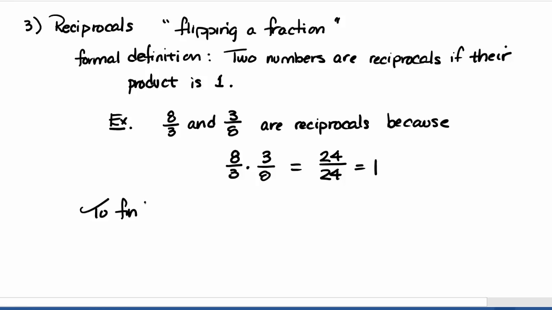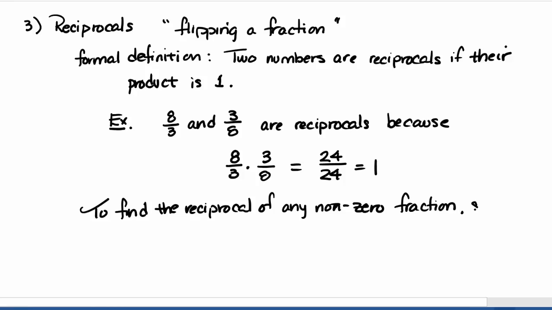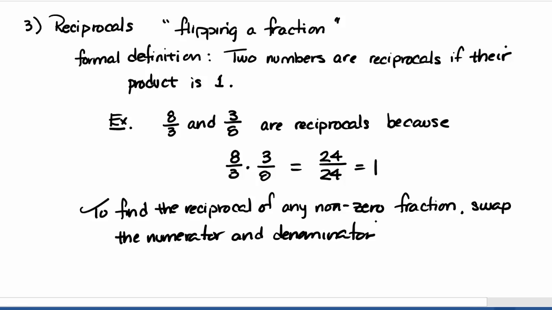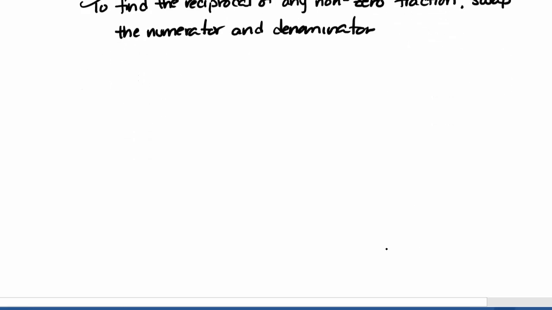so to find the reciprocal of any non-zero, meaning it can't be 0, okay, any fraction other than 0, all we have to do is swap the numerator and the denominator. Okay, so let's do a couple examples.